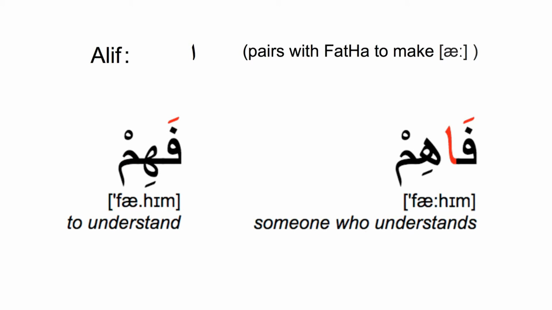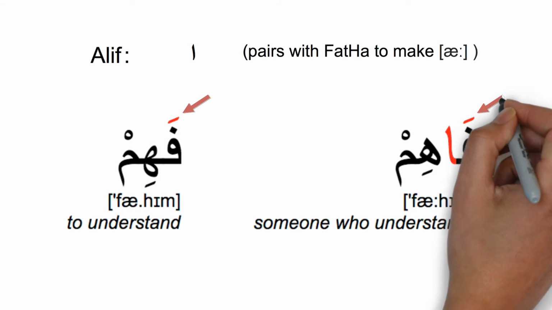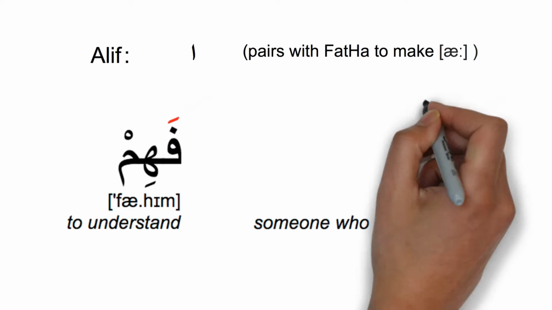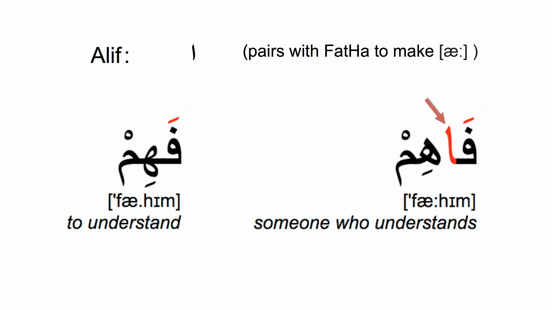In both words, you'll see a fatha over the first f sound, but you can see in the second word that the fa is followed by an alif, and that alif has no diacritics on it whatsoever. That combination, a fatha followed by a totally unmarked alif, that is a long a sound, fahim.